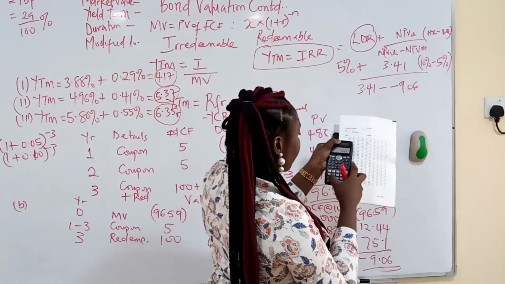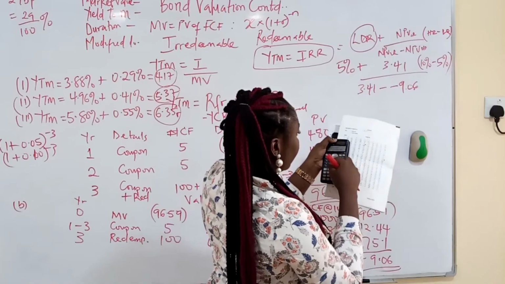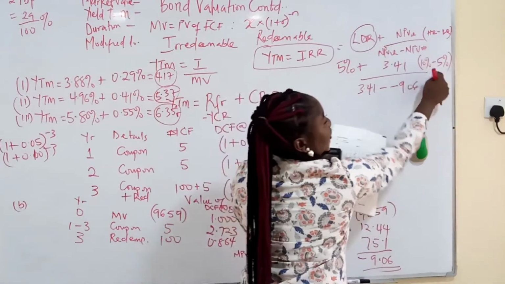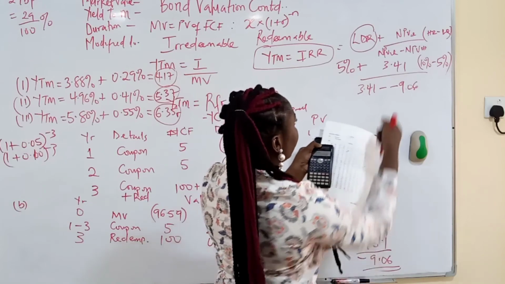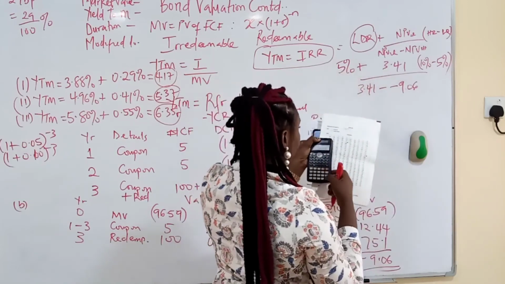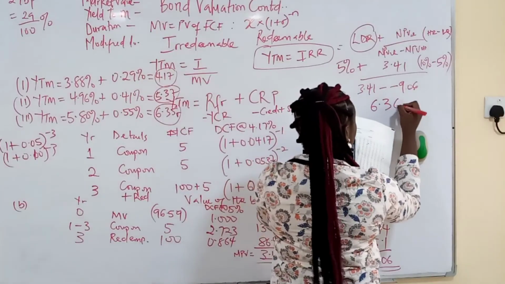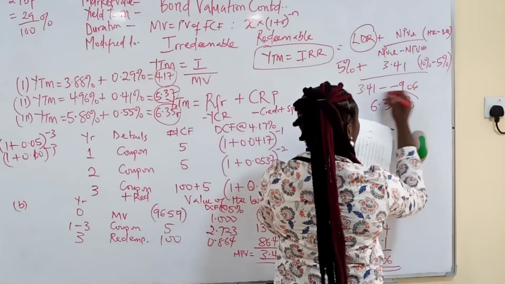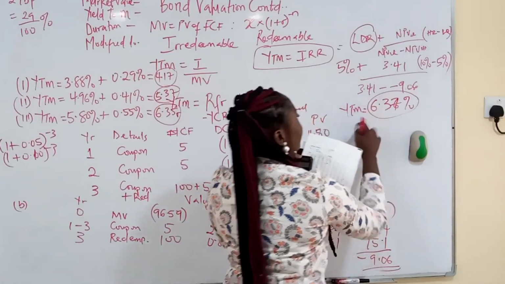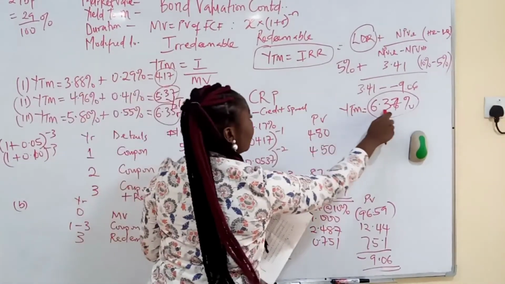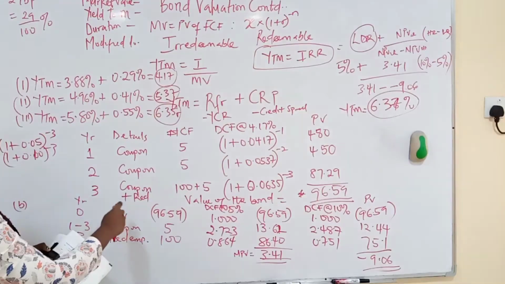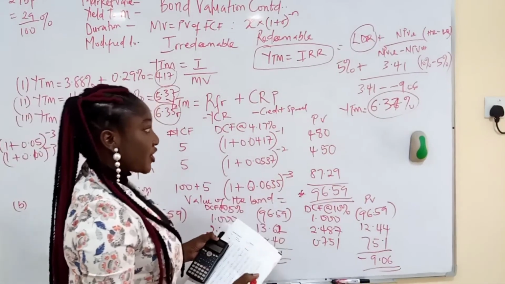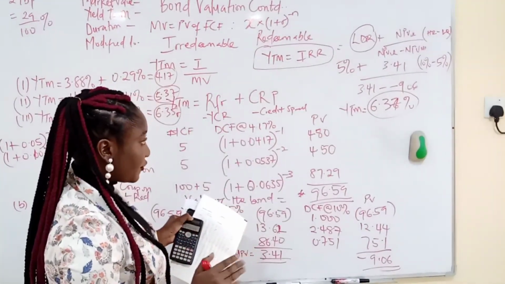Because they say 3.41 divided by answer. You have 0.10 multiplied by this one will be 5%, multiplied by 5, then add to 5. That gives you 6.36 or 37%. Okay? So the yield to maturity is 6.37%. If you use this rate to discount the cash flows, you get your NPV to be 0. You can try that. So we've solved this question.